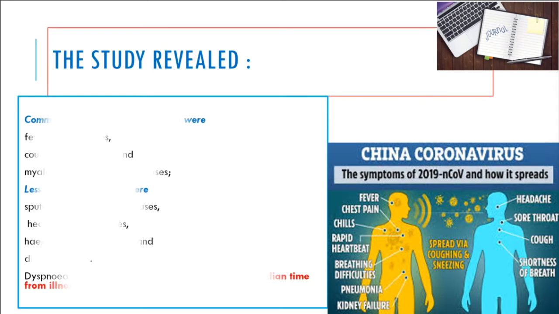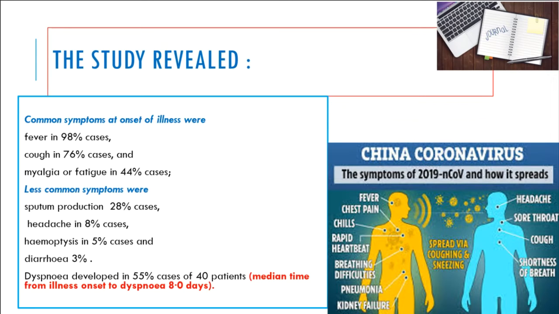The study revealed common symptoms at onset of illness were fever in 98% of cases, cough in 76% of cases, and myalgia or fatigue in 44% of cases. Less common symptoms were sputum production in 28% of cases, headache in 8% of cases, hemoptysis in 5% of cases and diarrhea in 3%. Dyspnea developed in 55% of cases of 40 patients, with median time from illness onset to dyspnea 8.0 days.